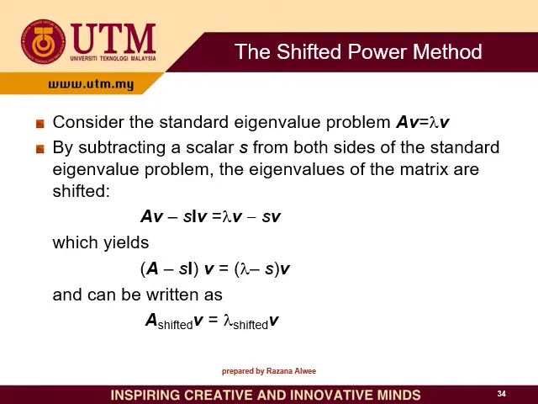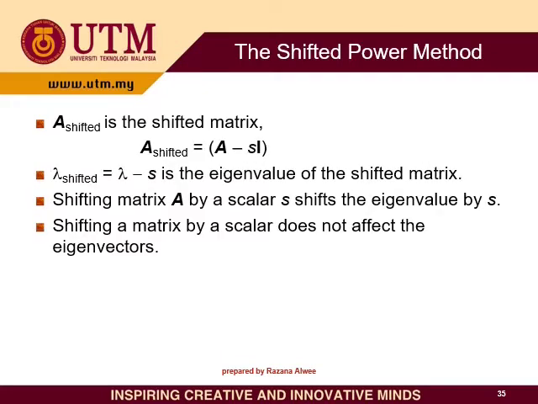The next one, we have the shifted power method. This can be done by modifying the power method as it is. By subtracting a scalar from both sides of the standard eigenvalue problem, the eigenvalues of the matrix are shifted. So you can write it as A shifted V equals lambda shifted V. By shifting the power method, we can find another value of the eigenvalue.